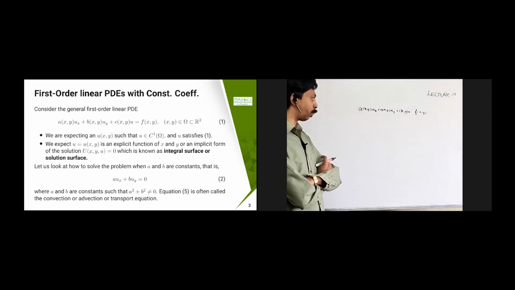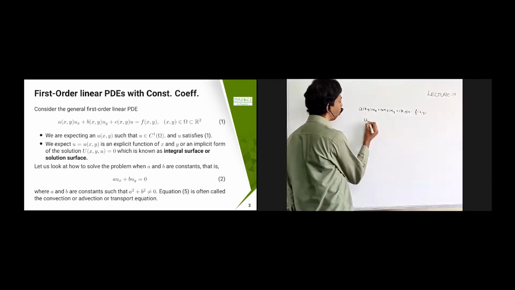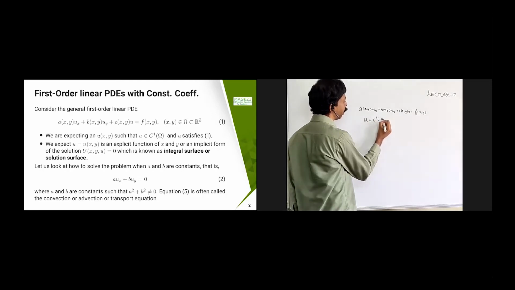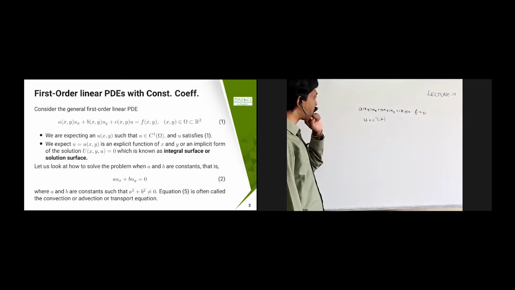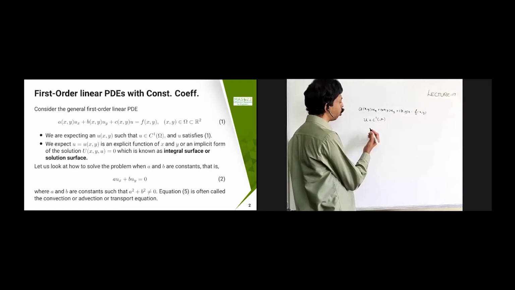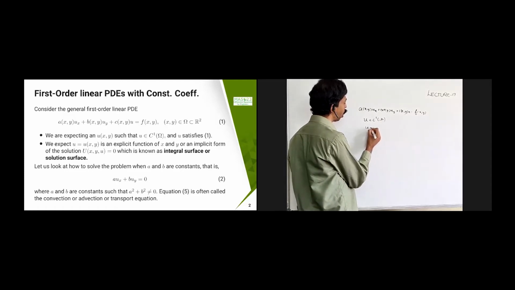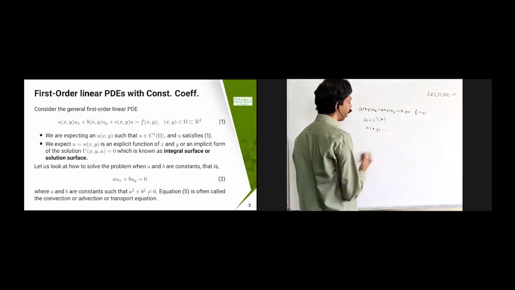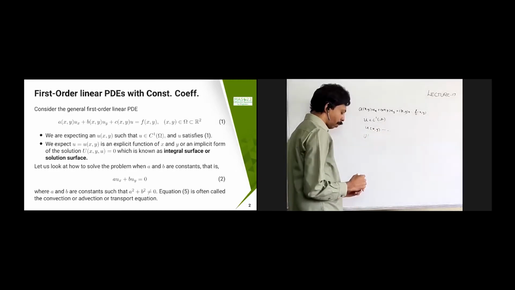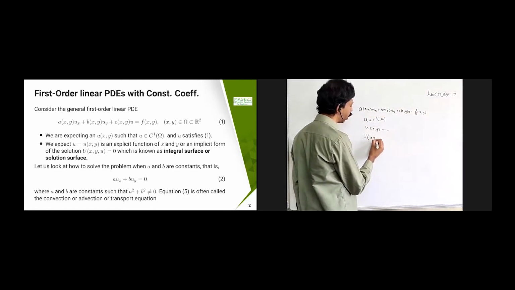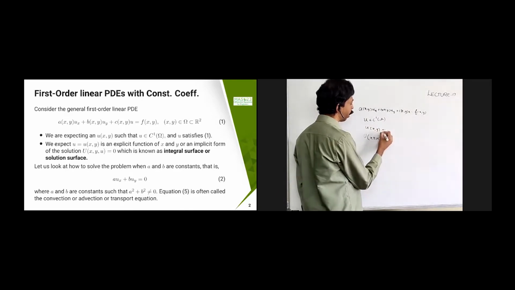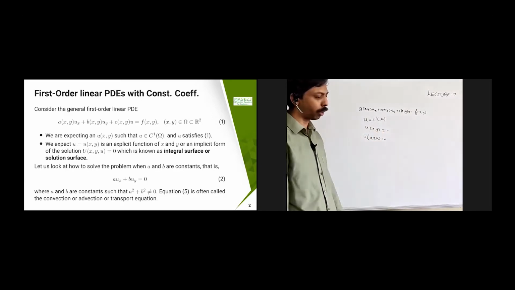What we expect is that u should be at least one time differentiable, that is, C1 of omega, which means continuously differentiable: differentiable and then the derivative should be continuous. So we expect u belongs to C1 of omega such that u satisfies this equation. If such a function exists, it can be written either as u(x,y) equal to something, or as u(x,y,u) equal to something. So this can be the explicit form, and this can be the implicit form also. Both ways you can write it.